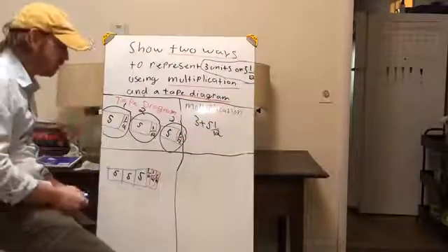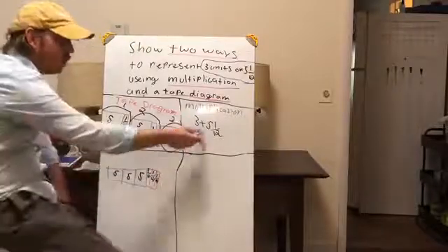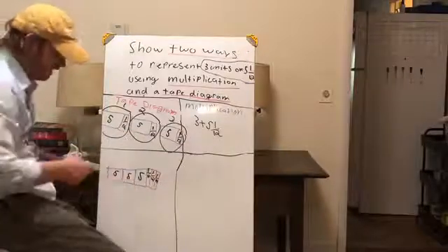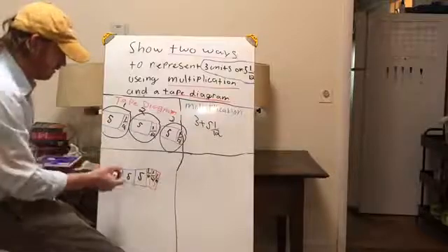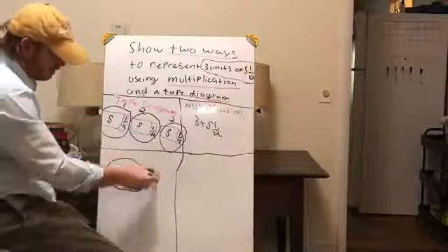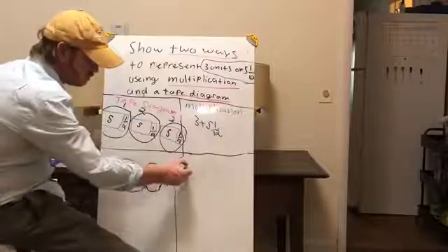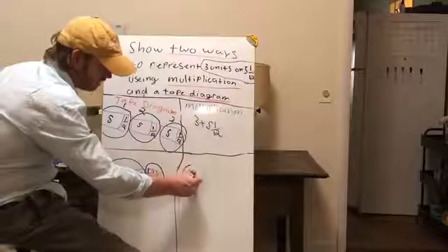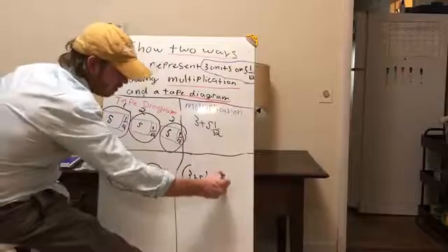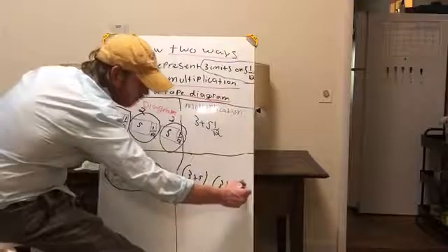But using the distributive property, like we did with our tape diagrams, we can represent our multiplication another way. Here we have 3 times 5, and then 3 times 1/12. So using the distributive property, we can do 3 times 5 and 3 times 1/12.